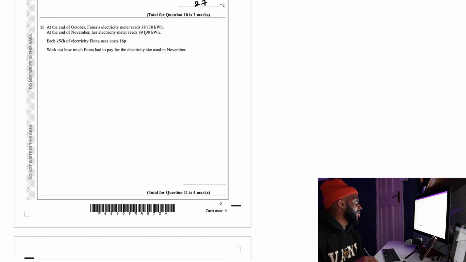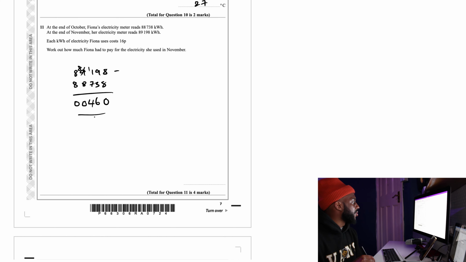So we need to work out how much she actually used in November. To do that, we subtract the beginning amount from the new amount. So we do 89198 minus 88738. 8 minus 8 is 0, 9 minus 3 is 6. We need to borrow from that 9 and carry the 1. 11 minus 7 is 4. 8 minus 8 is 0 and 0 again. So that gives us 460 kilowatt hours. And remember, each kilowatt hour costs us 16 pence. So let's times that by 16.